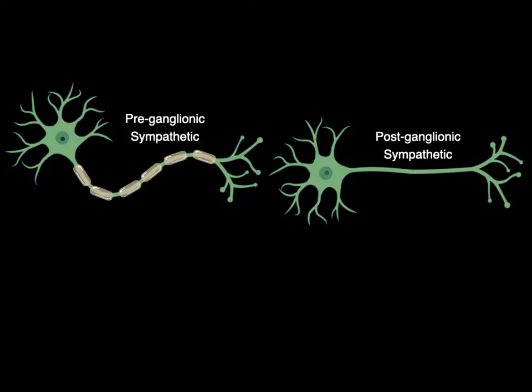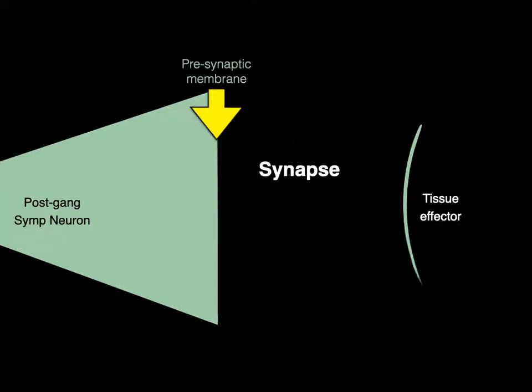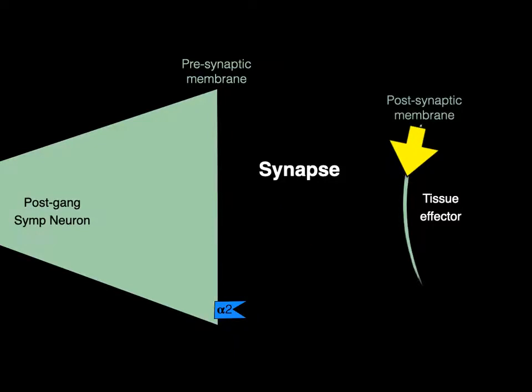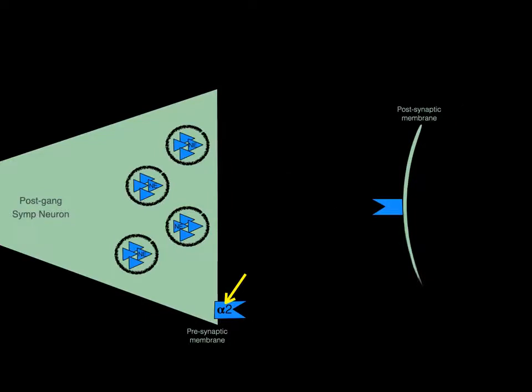Here's a pre and post ganglionic sympathetic neuron. We'll take a nerve terminal from this post ganglionic sympathetic neuron here, and there is an effector tissue, and the space in between is the synapse, which makes this the presynaptic membrane, which houses the alpha 2 adrenergic receptors. On the postsynaptic membrane is what you find an adrenergic receptor normally. So this is what we're going to show, that when you stimulate the alpha 2 receptor, you decrease norepinephrine release.